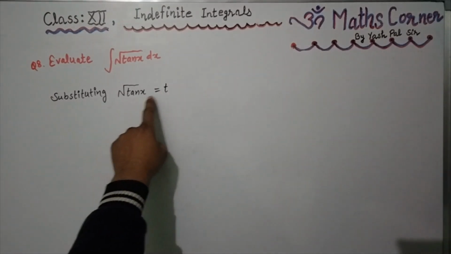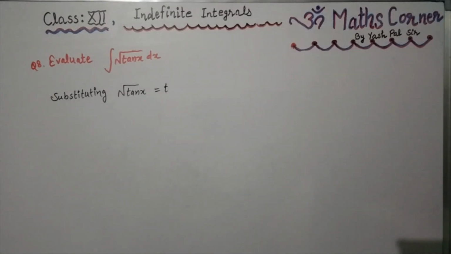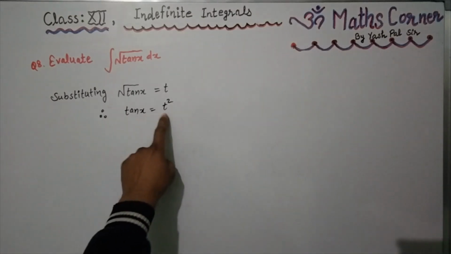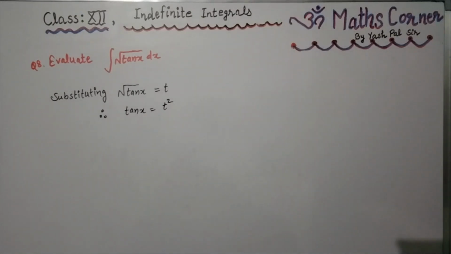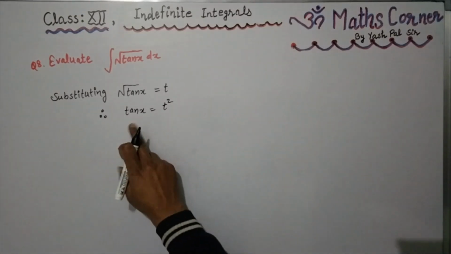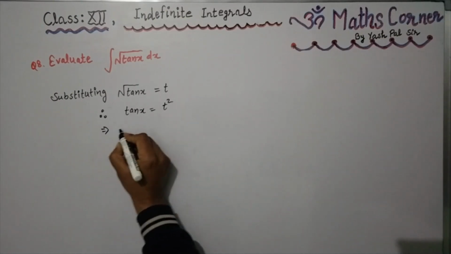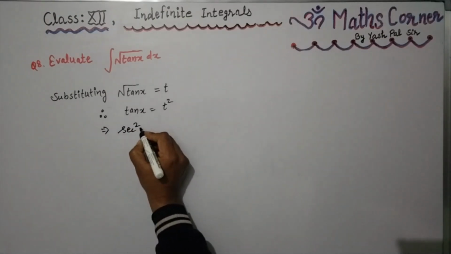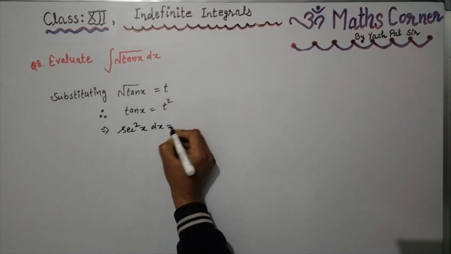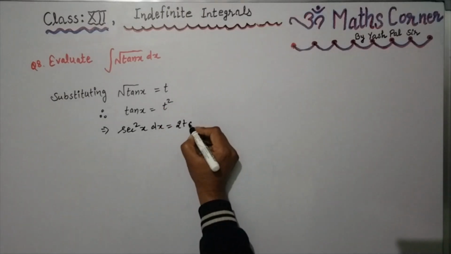Similarly, we have question number 8. Evaluate integration of square root of tangent of x into dx. Here also we substitute square root of tangent x equal to t. Square root of tangent x equal to t, so tangent x is equal to t square.